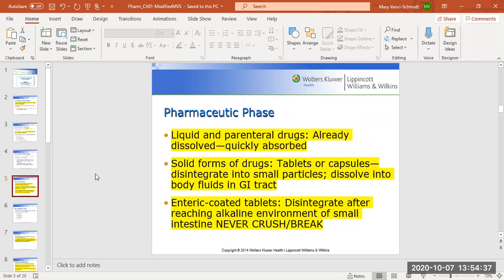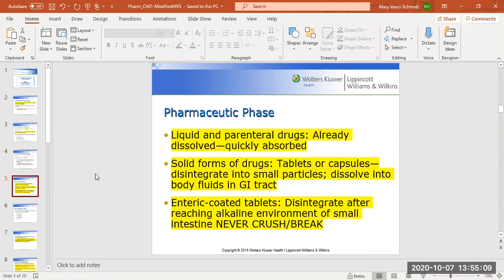So the pharmaceutic phase, remember, and this is highlighted, so this is what you need to know. A liquid or parenteral drug, okay? It's already dissolved, it's liquid. So those are the ones that get absorbed the quickest. Solid drugs like tablets or capsules, they have to be swallowed. They have to go down in the digestive tract to the stomach and the intestines and dissolve there to be absorbed. Slower. So PO medications, slower.